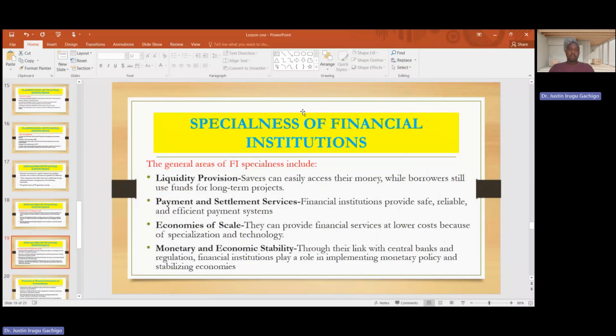Economies of scale, they can provide financial services at lower cost because of specialization and technology. Then monetary and economic stability. Through the link with the central bank and regulations, financial institutions play a role in implementing monetary policy and stabilizing economies.